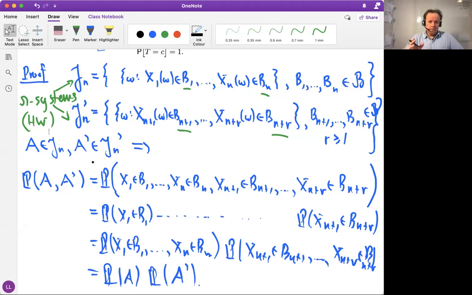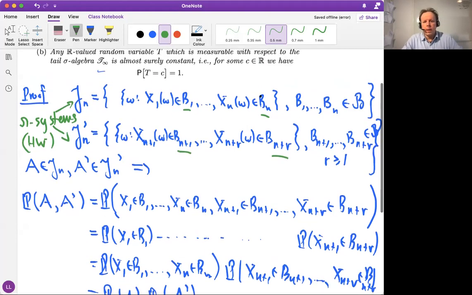These are pi systems. What do they generate? If you look, what sigma algebra would Jn generate? My claim is that Jn generates the sigma algebra generated by x1 up to xn. So I'm actually claiming that this generates the sigma algebra calligraphic Xn.